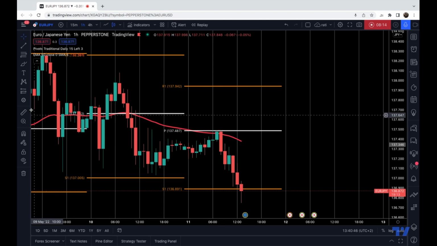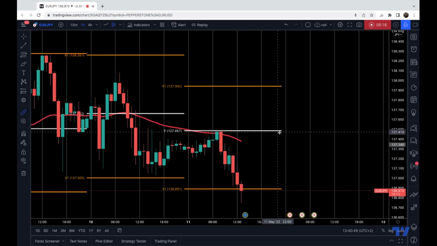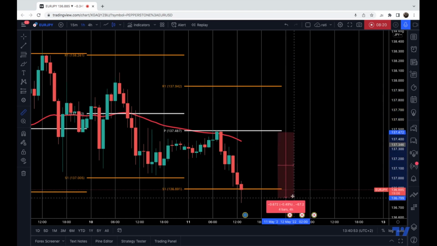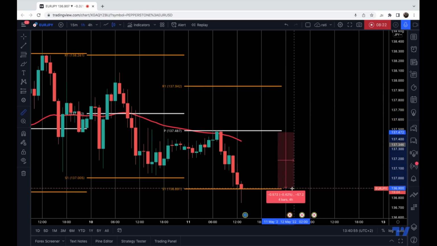So you could have had maybe a stop loss of 48 pips and gained about 57 or 58 pips. So not a bad trade at all. As you can see, within a few hours, it would have smashed your TP, and you'd be seeing some nice profits right now.